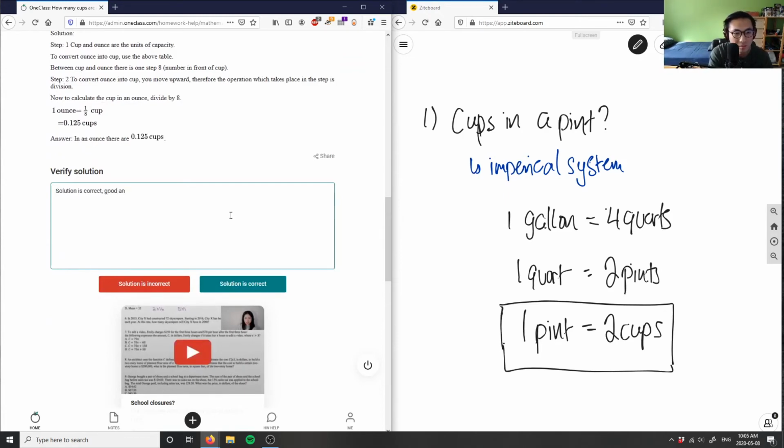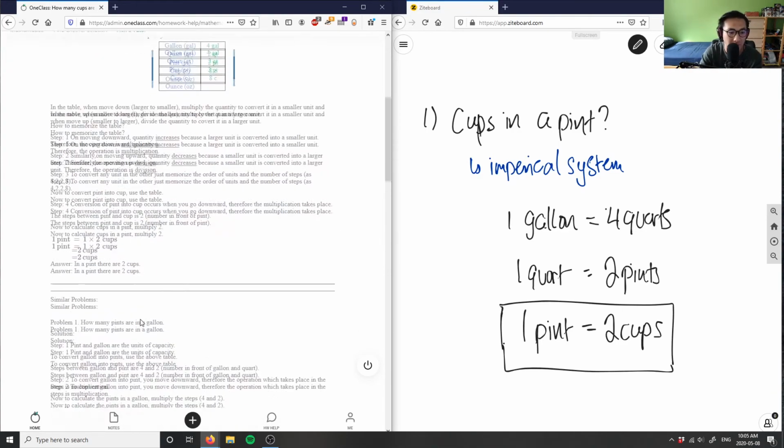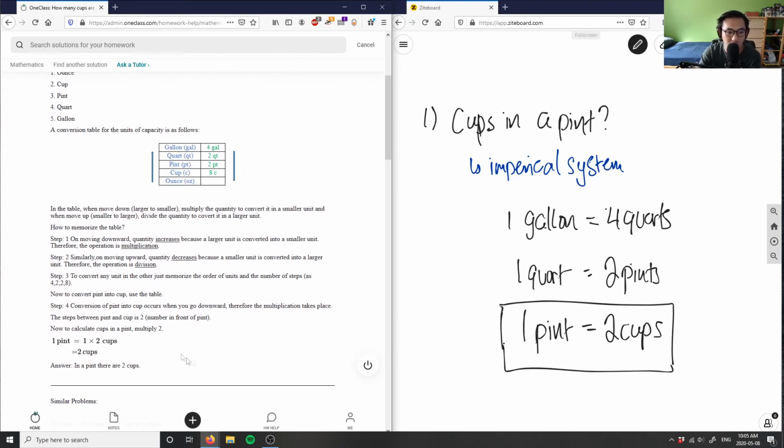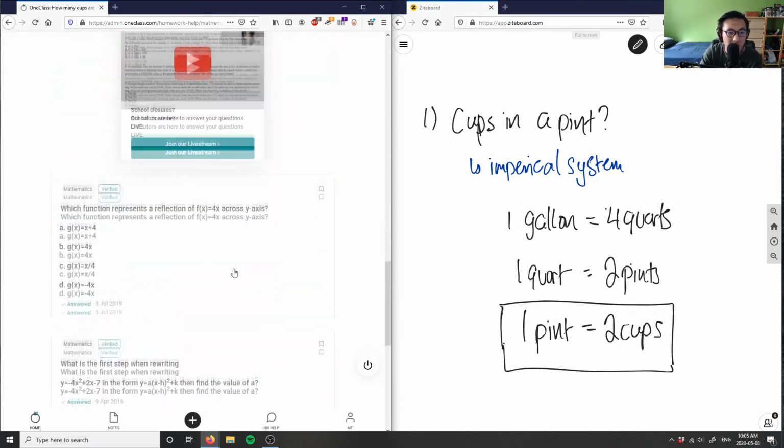Good analysis. A lot of this solution is mostly just examples of the problems. But again, you basically know the table, and you can figure out this answer just by inspection, and there's no multiplication or unit analysis you need to do to get the correct answer here. So the solution here is correct.